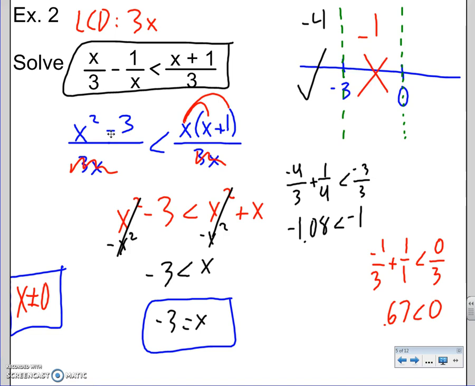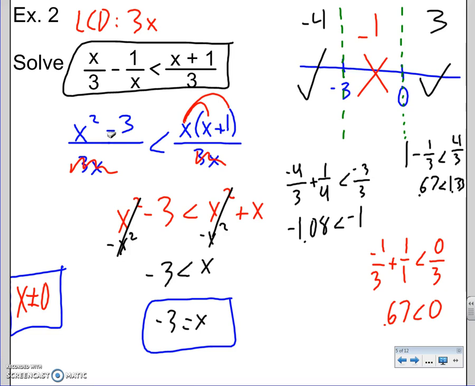I tried that last zone, any number bigger than 0, you could do 5, 10, 1, 2. I'm going to try 3. 3 looks easy. If I plug it in, I get 1 minus 1/3 is less than 4 over 3. So that's 0.67 is less than 1.33. That is true. So there are 2 areas that check. That's our final answer, so we got to write it now.